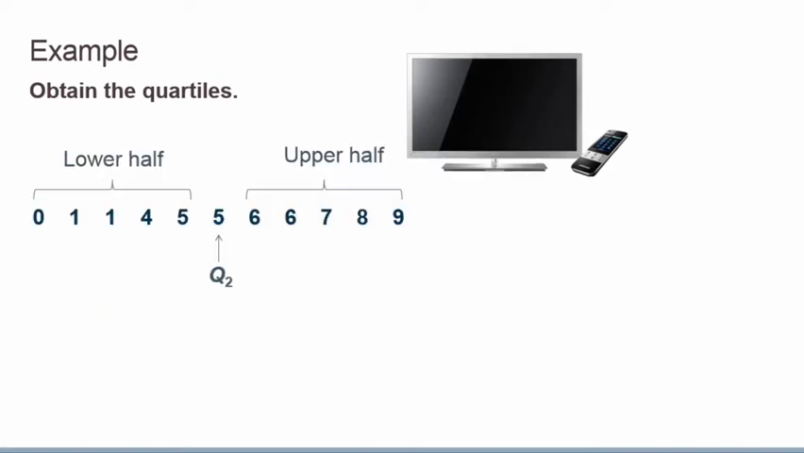Looking at the lower half of our data, 0, 1, 1, 4, 5, we have 5 numbers. The median of the lower half is 1, which will be called Q1. Then looking at the upper half of our data set, we have 6, 6, 7, 8, 9. The middle of those 5 numbers is 7, which is our median, Q3. To recap, Q1 equals 1, Q2 equals 5, Q3 equals 7.